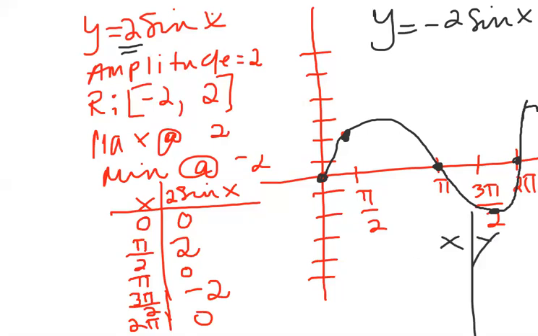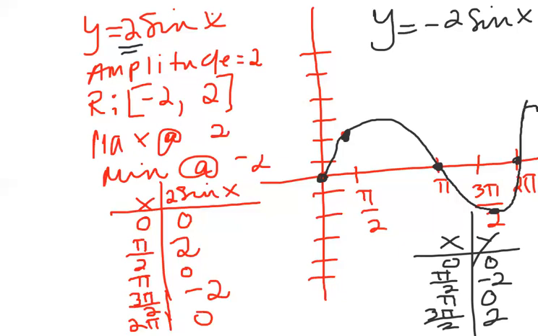So once again, we're still going to do 0, pi over 2, pi, 3 pi over 2, and then 2 pi, okay? We're still going to do the same thing. So at 0, the graph is still at 0. Pi over 2, it's now going to be a -2. And then pi, it's still going to be 0. 3 pi over 2, it's going to be a +2 this time. And 2 pi will be at 0.